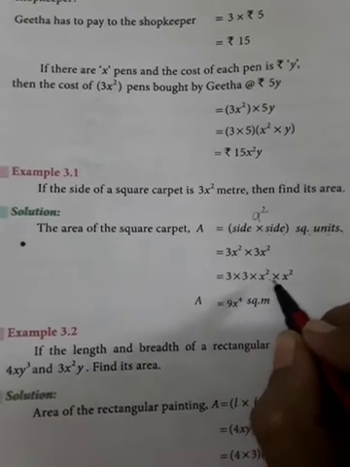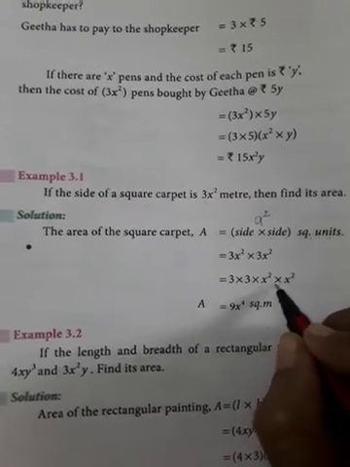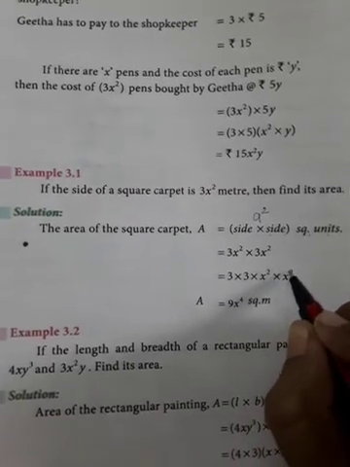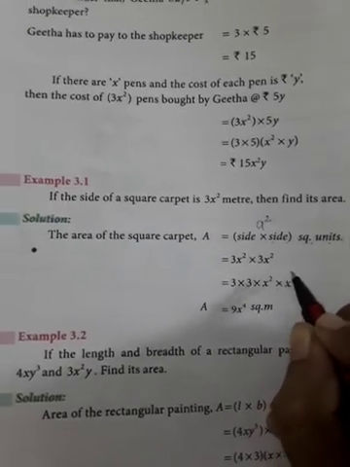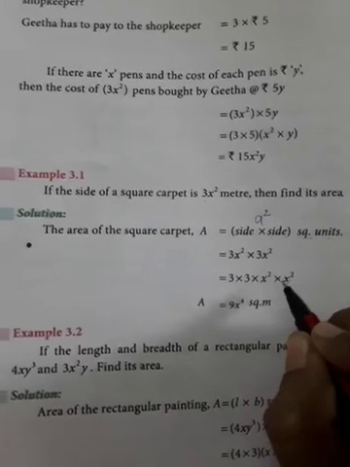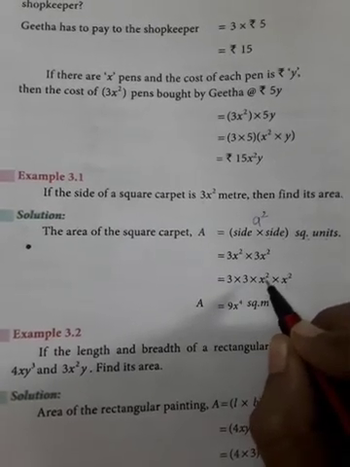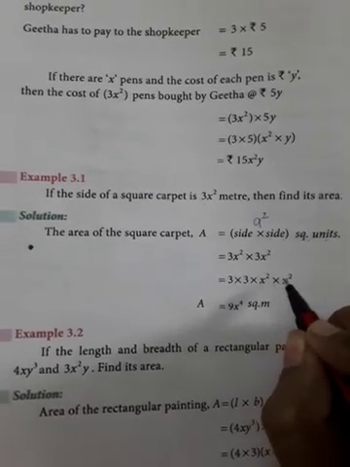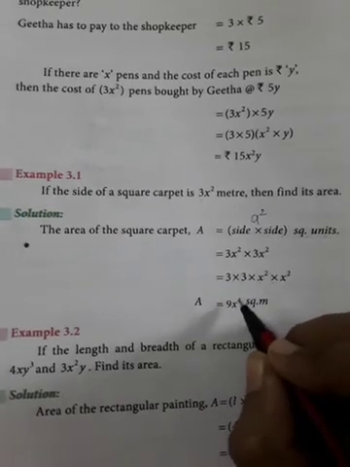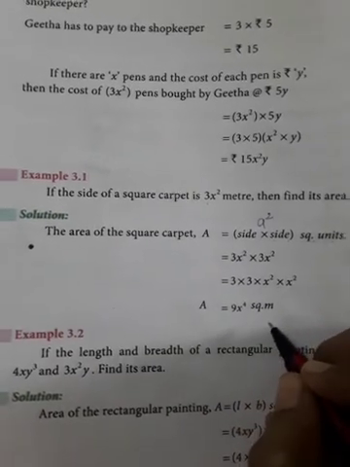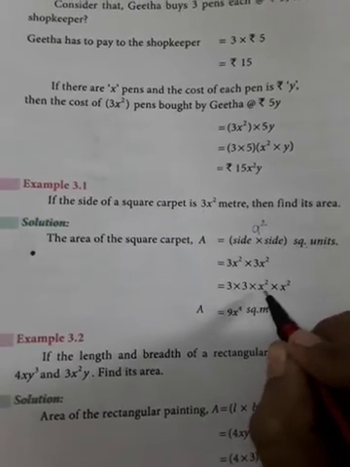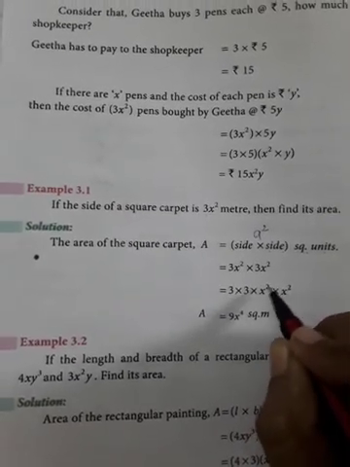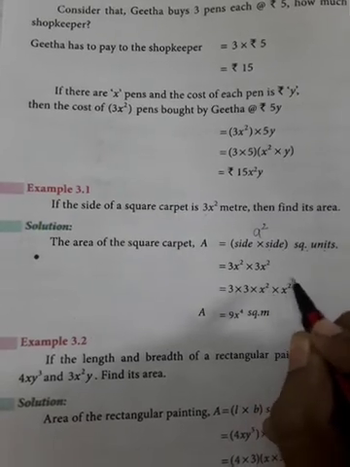Whenever you have like terms in multiplication, you can add the powers. But if you have any unlike term, you cannot add the powers. You just write it together. For example, if you have x square into y square, you write it as x square y square in the answer. Understood? So here we have like terms. That's why I have multiplied and added the two powers.